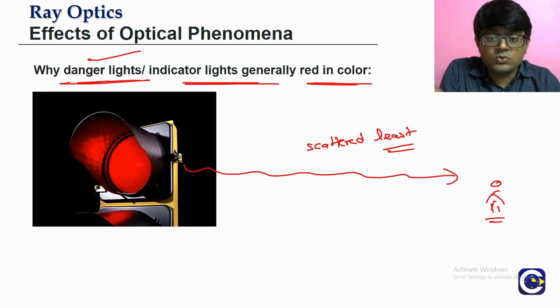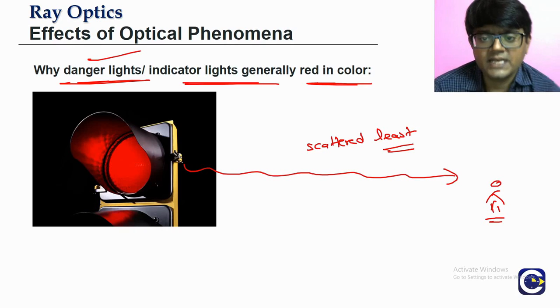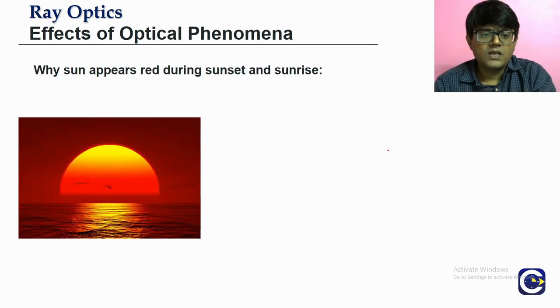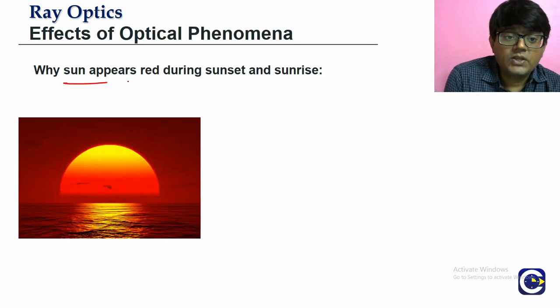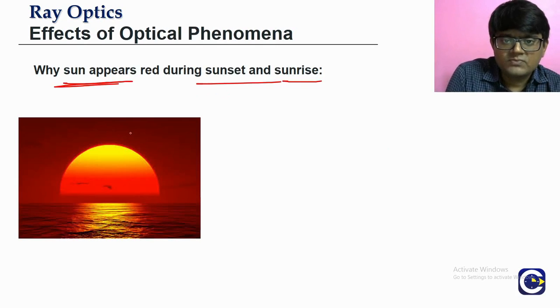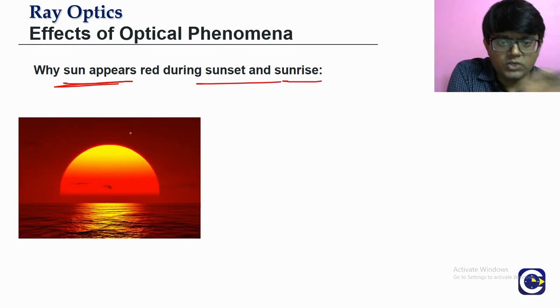As it is passing through, the chances of getting scattered will be more. That is the reason why for these danger lights and indicator lights, we'll generally prefer using the red color, because it gets scattered least. Now even if you look at the color of the sun during the sunrise or sunset, it appears to be red. At the midday time it will be bright white, but during the sunrise or sunset it will be appearing to be what?